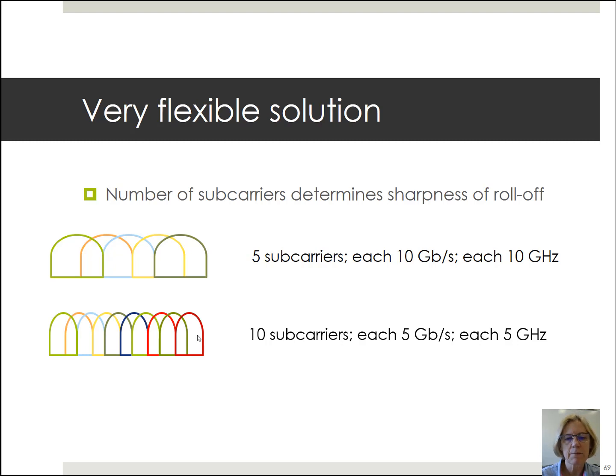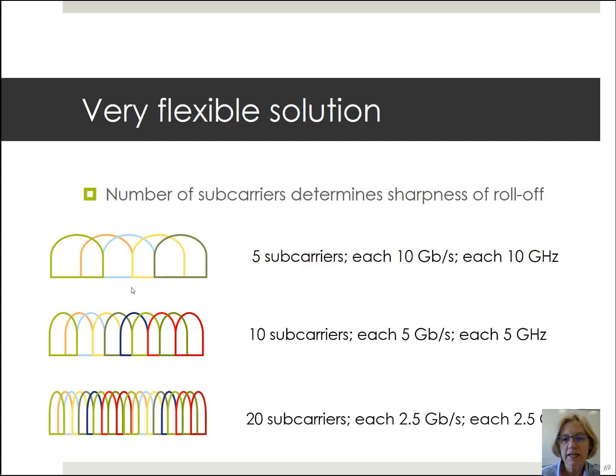Suppose I double the number of subcarriers, but the total information being transmitted stays the same. So now each one of my subcarriers only carries 5 gigabits per second of data and only occupies half the bandwidth. So each one of the individual subcarrier channels is smaller and carrying less data, but the total amount of data is the same. And I can continue doing that, double it again, have 20 subcarriers, each one carrying slower data and occupying less frequency domain.